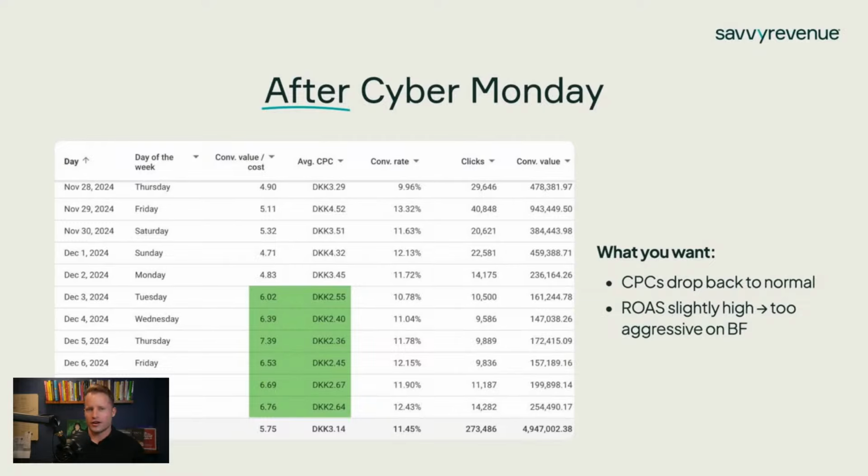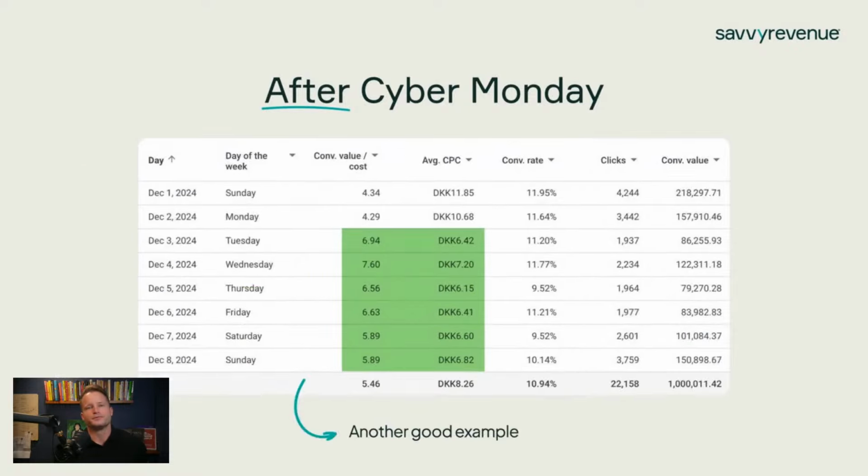So this is a textbook, perfect example. CPCs drop back down to the normal level. Conversion rates are actually still high. We have pretty good ROAS in the period. We had too high of a ROAS here because we were too aggressive on Black Friday. It's my fault, client's fault. We all got too excited, like I said before.